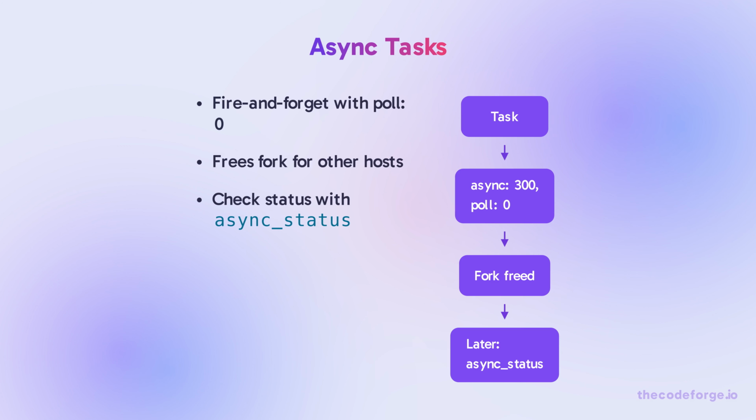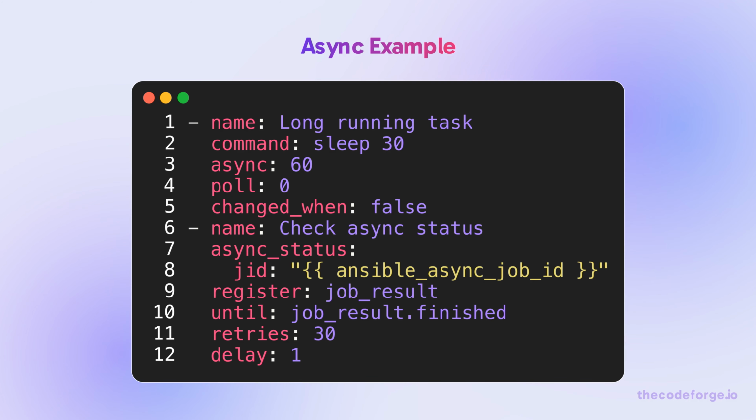Async tasks allow Ansible to start a long-running operation and move on without waiting. Set async to the maximum expected time and poll: 0 to fire and forget. Later, check status with async_status. This example starts a 30-second sleep asynchronously with a 60-second timeout and no polling. Then it checks the status using async_status in a loop until finished.